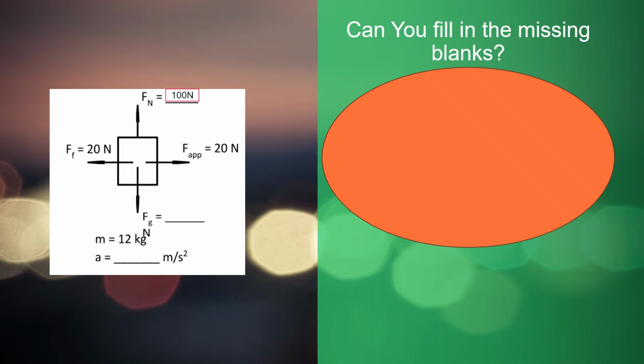We can say, okay, 12 kilograms times 10 gives us 120 newtons downwards. Then we can figure out the net force acting on this object. We say 120 minus 100 newtons, and that gives us 20 newtons downwards. So this object is accelerating downwards under a net force of 20 newtons.